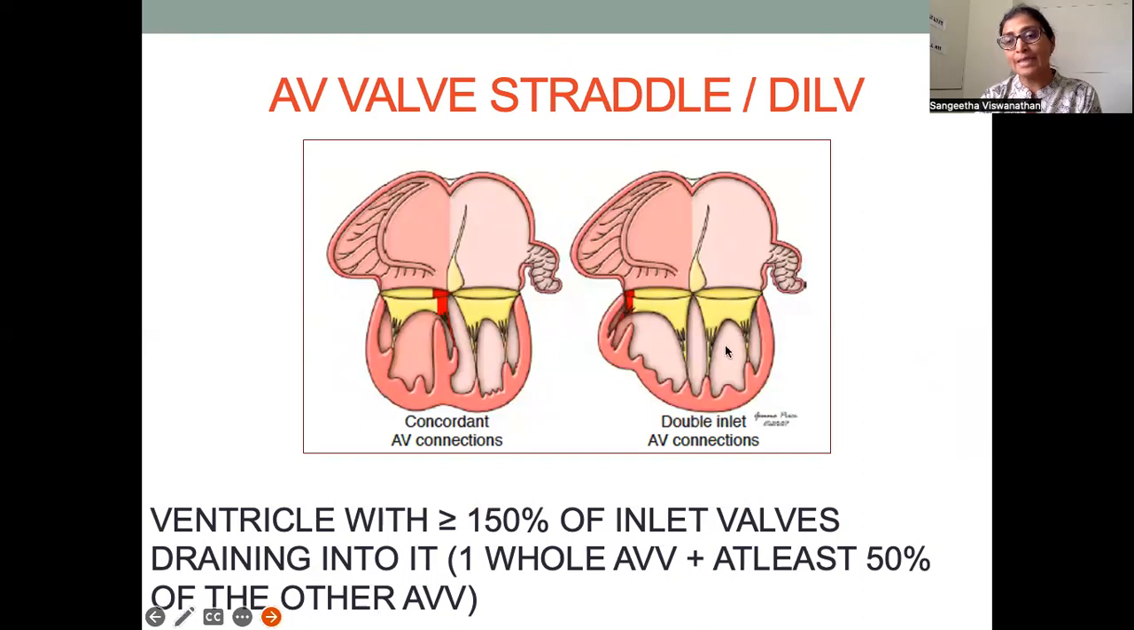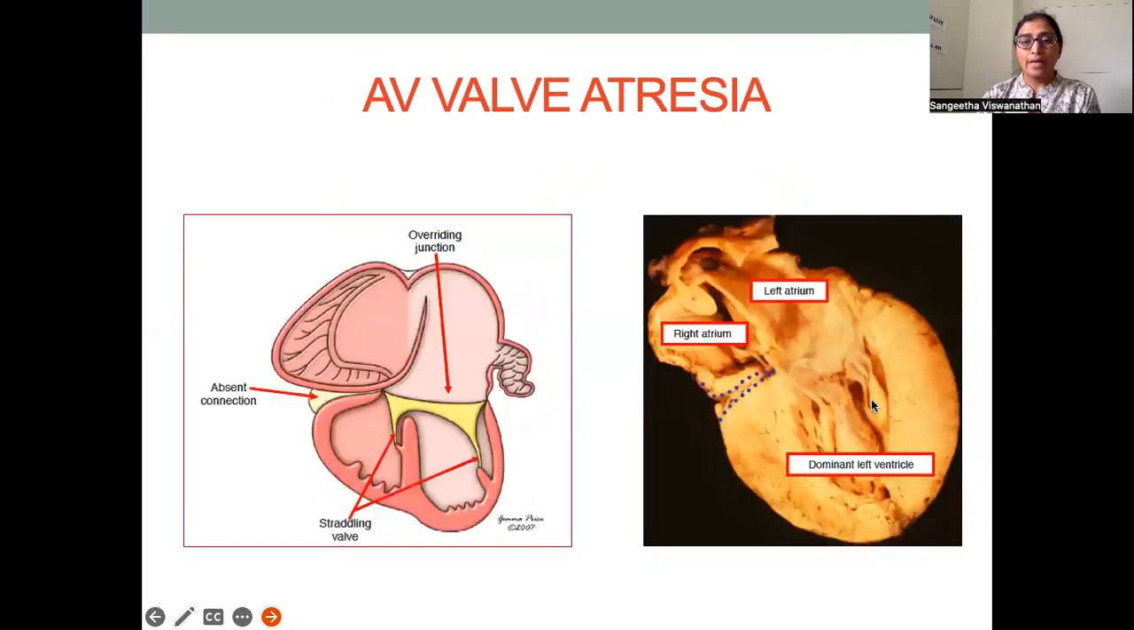One valve is completely committed to the ventricle, and the other valve is predominantly committed. Okay, so this is what we mean by double inlet ventricle. AV valve atresia, that is absent AV connection we talked about. So here you have a diagrammatic representation, absent connection. Here you have the morphological specimen.